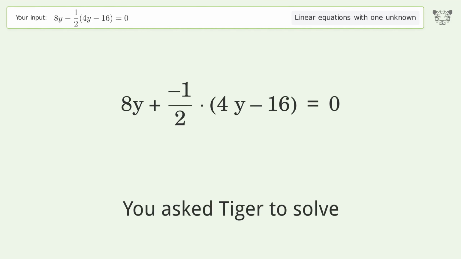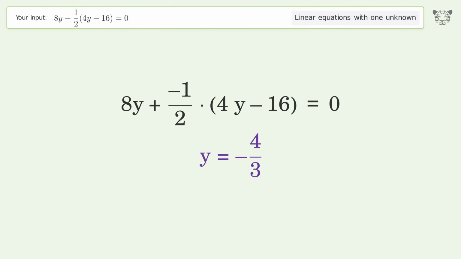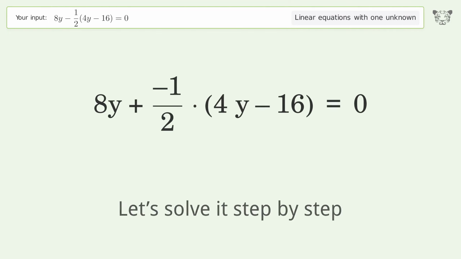You ask Tiger to solve. This deals with linear equations with one unknown. The final result is y equals -4/3. Let's solve it step by step.